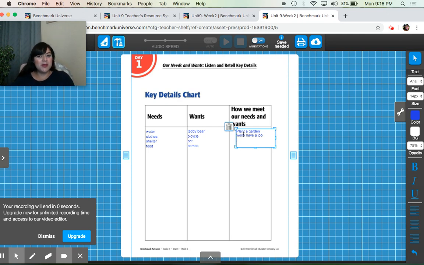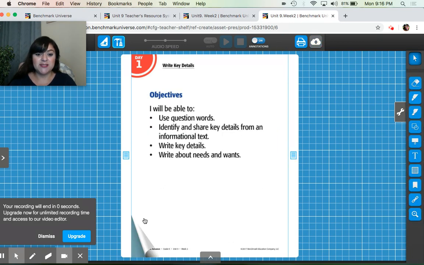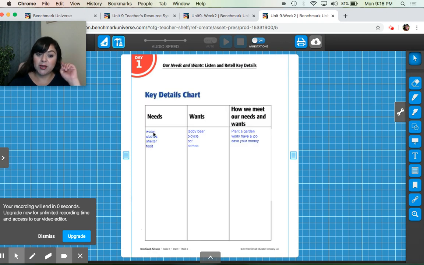What about if I really want to buy a necklace? How can I get what I want? Remember there was a piggy bank, and what do you do in the piggy bank? You can save. So you can save your money to get what you want. Great job today, scholars. So that's how we wrote down some things that we heard about needs, wants, and how we meet those needs and wants.